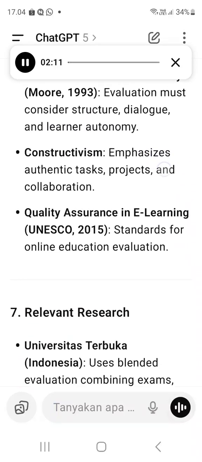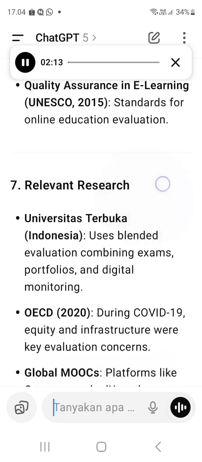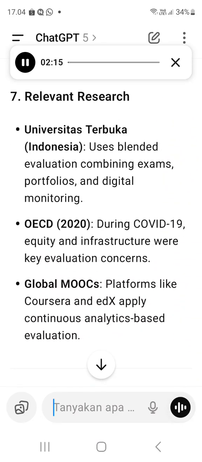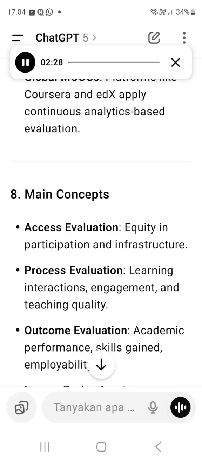7. Relevant research. Universitas Terbuka, Indonesia, uses blended evaluation combining exams, portfolios, and digital monitoring. OECD: during COVID-19, equity and infrastructure were key evaluation concerns. Global MOOC platforms like Coursera and edX apply continuous analytics-based evaluation.